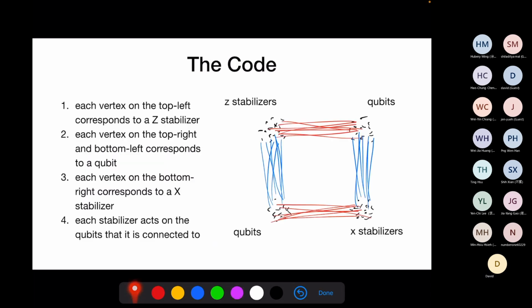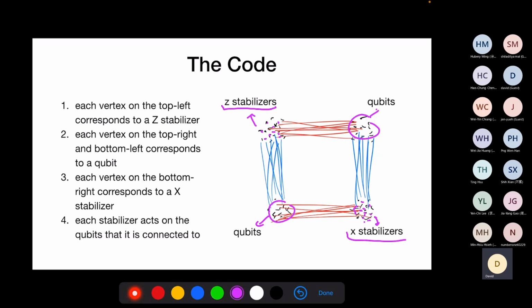So how do you go from the graph to the code? Just to remind ourselves, how do we define a code? We need to specify how the Z stabilizers act on the qubits and also how the X stabilizers act on the qubits. So how do we read out this data from the graph? First, every vertex on the top left will correspond to a Z stabilizer, and all the vertices on the bottom right will correspond to an X stabilizer. The rest correspond to qubits.